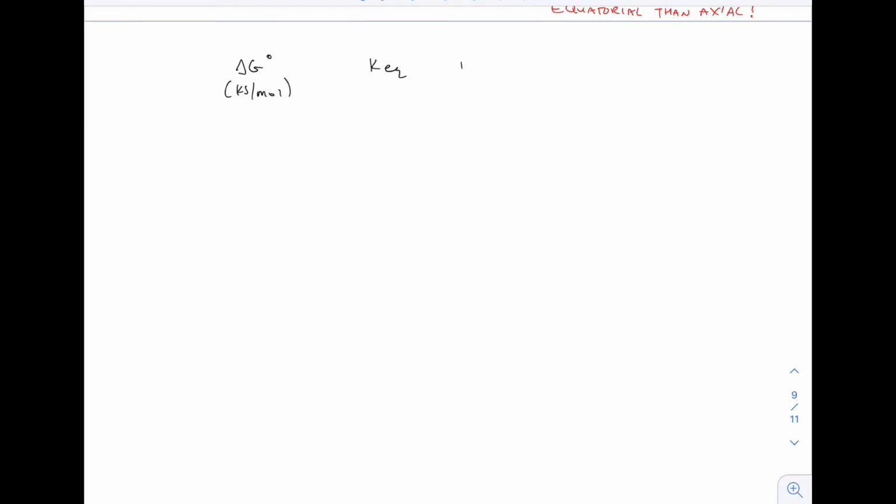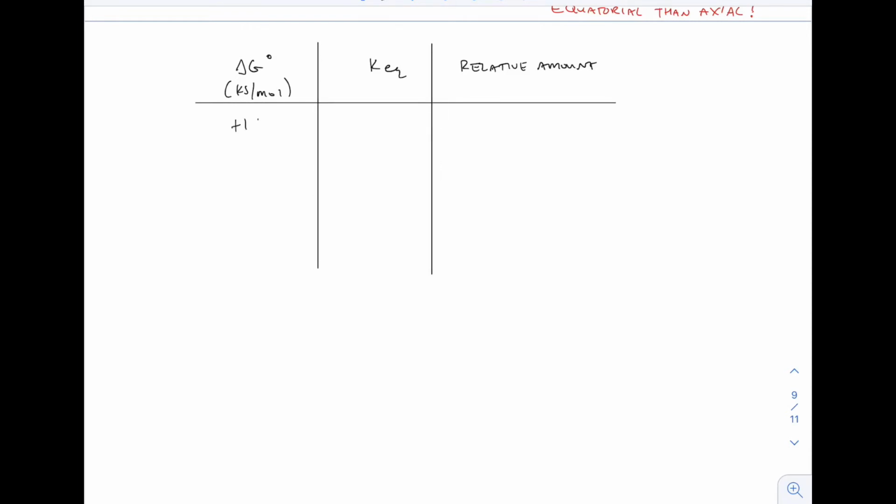Okay, and so that is essentially how we determine whether we have no conformation in the axial position, or just some, or something in between, right? And so this chart right here is going to give us an idea, again, with delta G in kilojoules per mole, KEQ, and the relative amount of products A and B. Okay, so this is a cool chart.